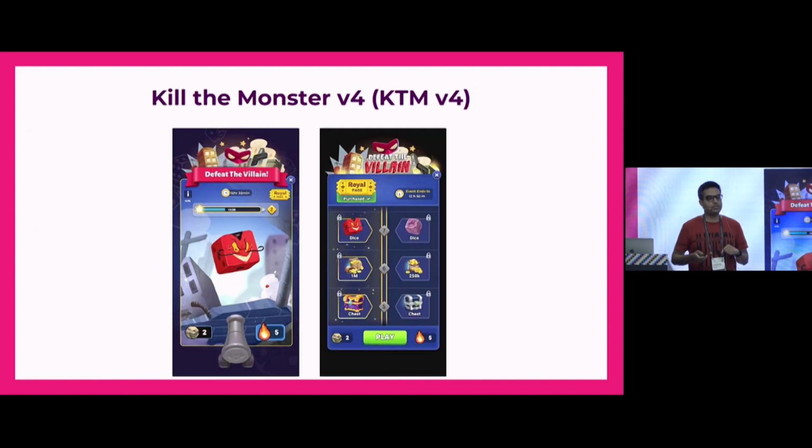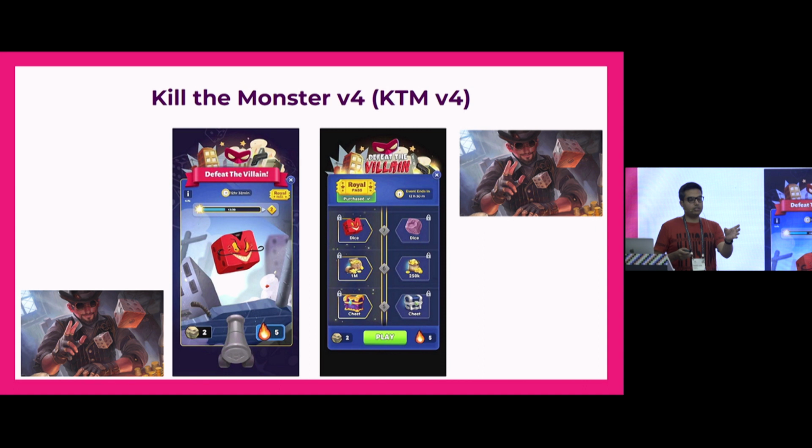And then we come to KTM V4. All we did was introduce some more levels. Basically, we introduced a battle pass system into the event. And again, this also did wonders for us. There were levels to progress through. Initially it would be like maybe 20 HP, then the boss would be another 50 HP, then 100 HP. So it just keeps on becoming harder.